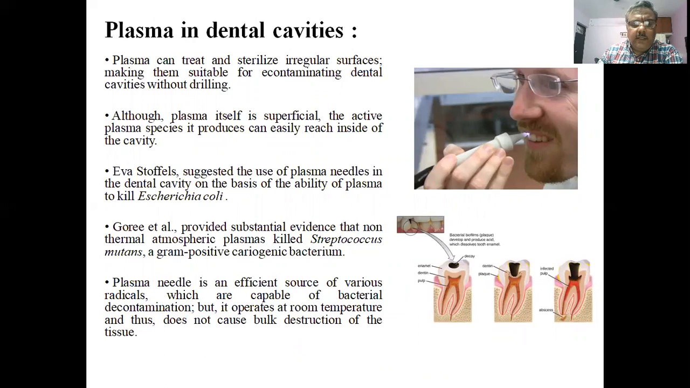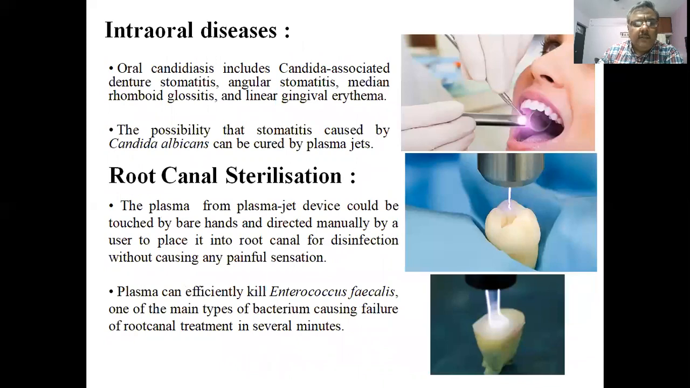Plasma in the dental cavity has created revolutions. The sterilization procedures involved are better carried out with the use of plasma. And the plasma needle is an efficient source of various radicals which are capable of bacterial decontamination. Using these plasma needles, the root canal treatment can be carried out in a single sitting. Apart from that, intraoral diseases can be cured. You can see a root canal rinsing procedure being performed using a plasma torch.